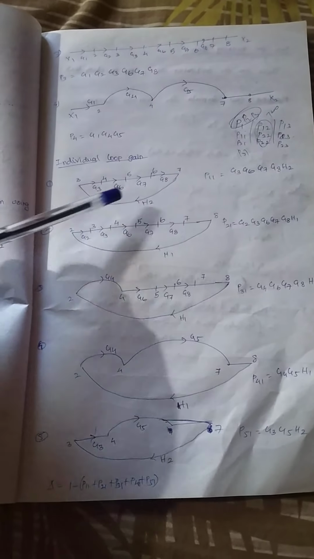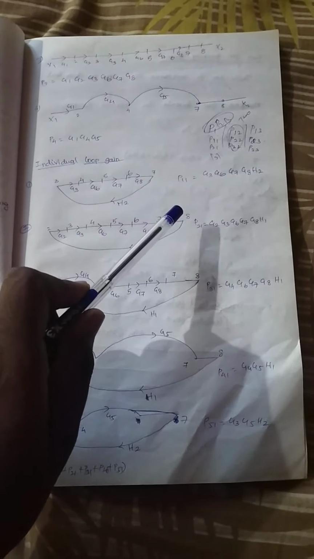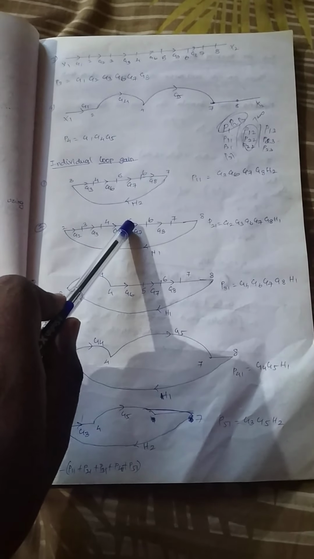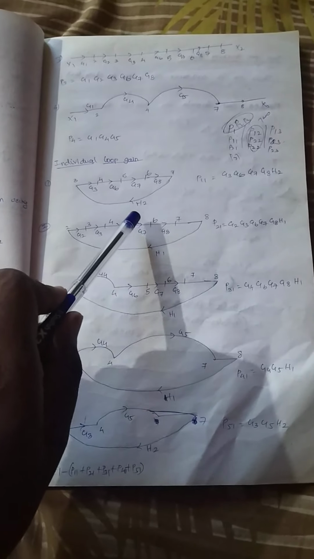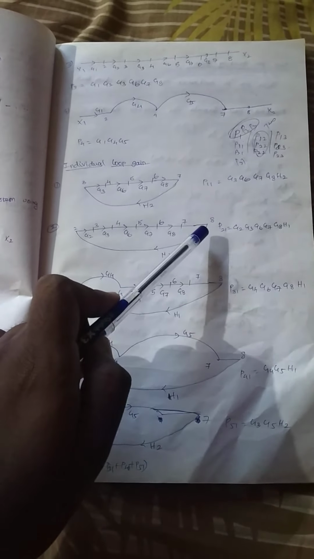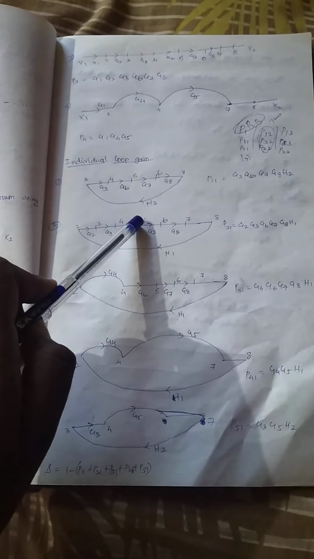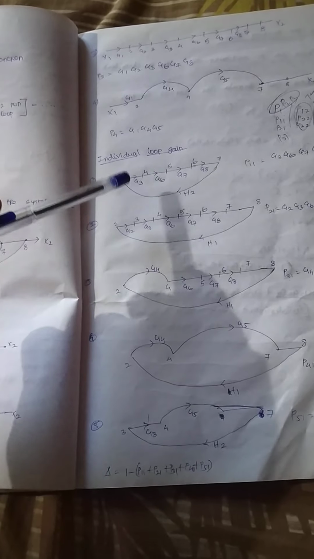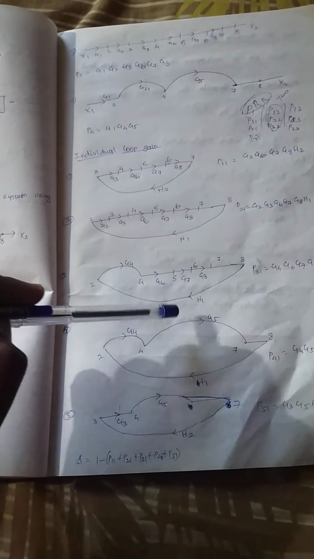So the gain of the individual loop P11 is equal to G3 G6 G7 G8 and H2. Suppose in some problem we have a negative value, negative H2, then you also keep it as minus H2. Okay. Here we are noting one important thing. Forward paths are represented as P1 P2 P3 P4 P5 and so on. Next, individual loops are represented as P11 21 31 41 51.